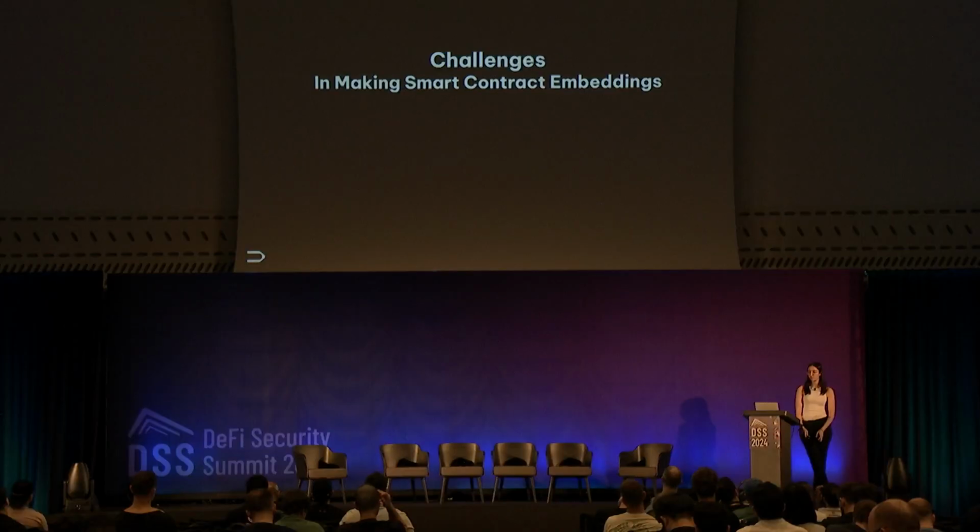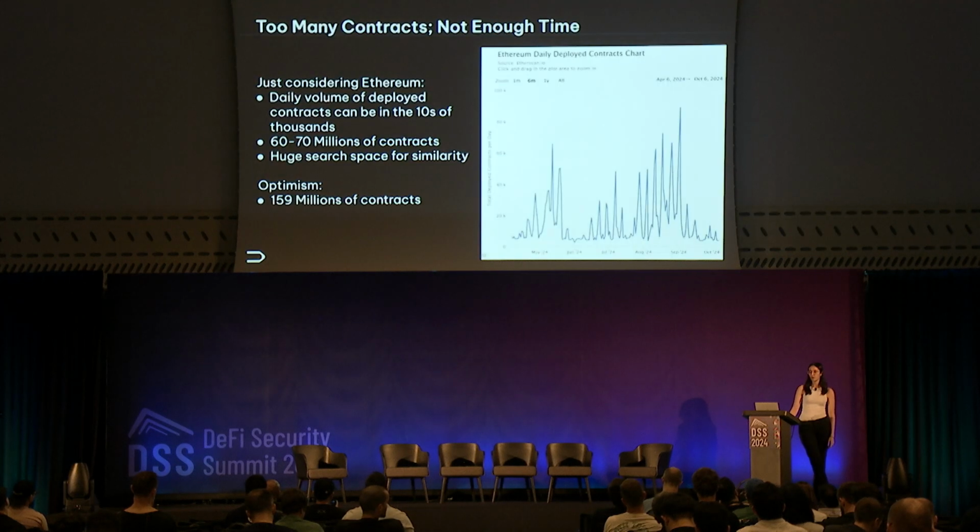So what are some of the challenges in creating embeddings out of smart contracts? Well, first of all, there are too many of them. So you have to keep that in mind. Just in Ethereum, there are tens of thousands of contracts deployed every day, with in total millions of contracts. So your search has to be quick, and your embedding creation also has to be quick.